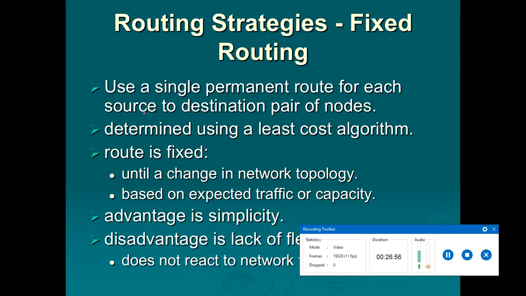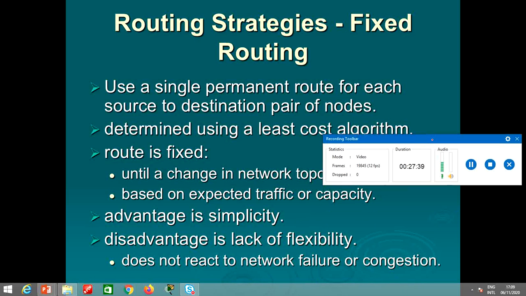Alright, so going ahead, the first routing strategy is fixed routing. As the name suggests, for fixed routing, a single permanent route is established for each source and destination pair, using a least cost algorithm. These routes are fixed, or at least they can only change when there is a change in the topology of the network. So link costs in designing routes cannot be based on any other variable such as traffic, but can be based on expected traffic or the traffic capacity. So the route is fixed until a change in the network topology.